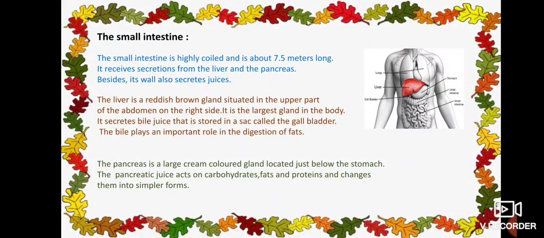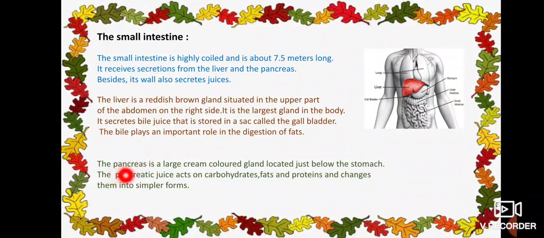See what is given here. It receives secretion from the liver and pancreas. We have studied about the liver. Yes, the small intestine receives secretion from the liver. That means the bile juice which is produced by the liver is secreted into the small intestine to digest fats. What is the function of the pancreas now?